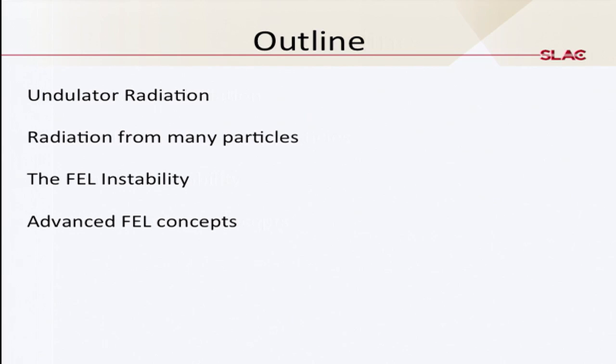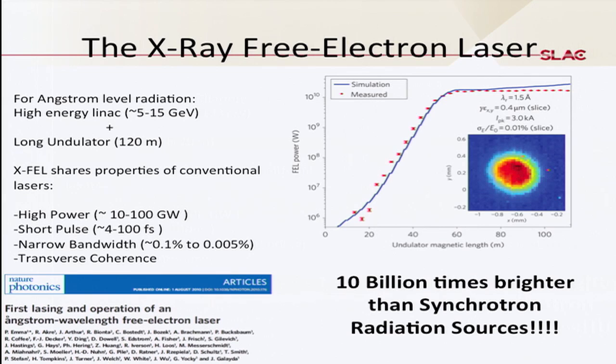Mike Dunn's done an excellent job of introducing you to the FEL, but I'll reiterate the concept. What's an X-ray free electron laser? It's essentially the brightest X-ray source that exists right now. It's about 10 orders of magnitude brighter than a synchrotron. The ingredients of an FEL are a high energy LINAC, for angstrom radiation about 5 to 15 GeV, and a long undulator. We'll see during the lecture why the undulator has to be long.